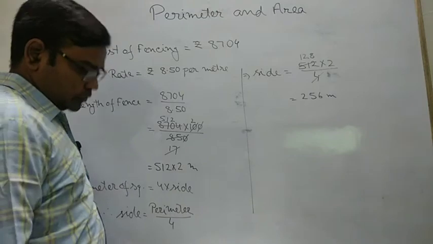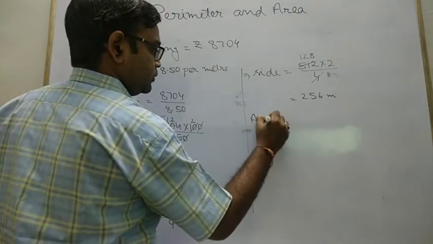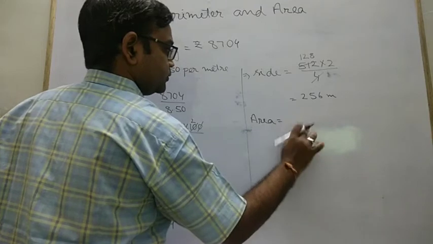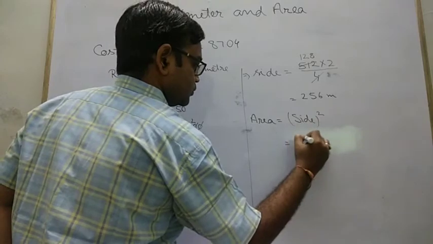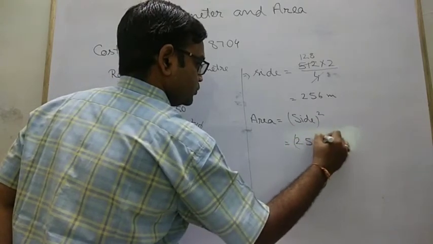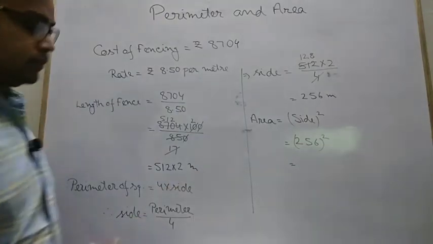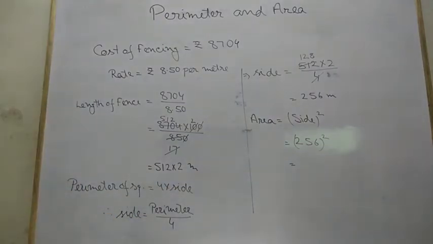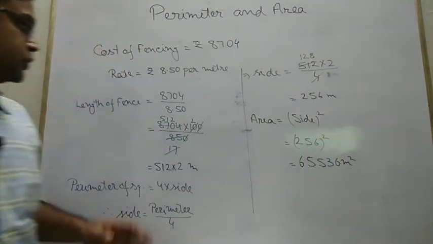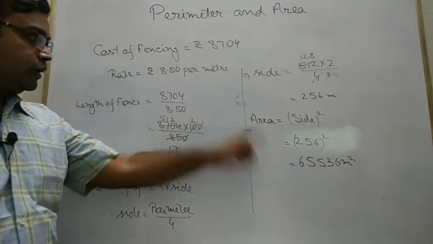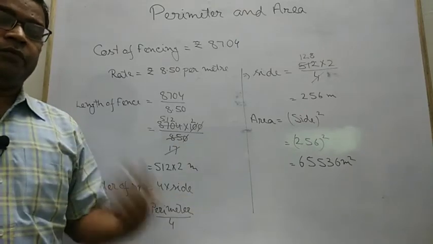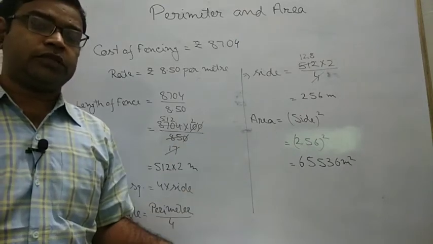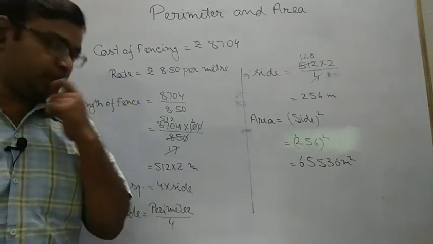So what is the area? Question asked to you area. Area equals to side square. Now find out the square. So it's 65536 meter square. So this is the solution. Try to find out whether there is any mistake in this solution. If yes, then type yes. If no, then type no mistake in your comment part. That is your today's task.